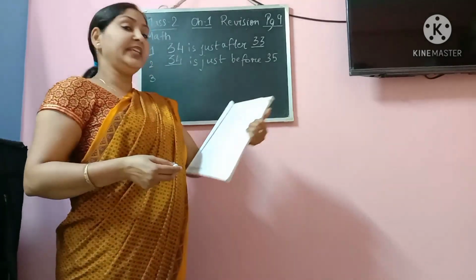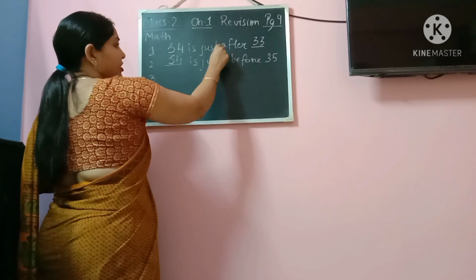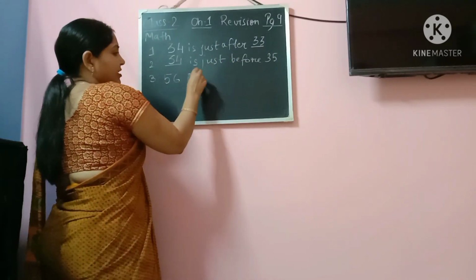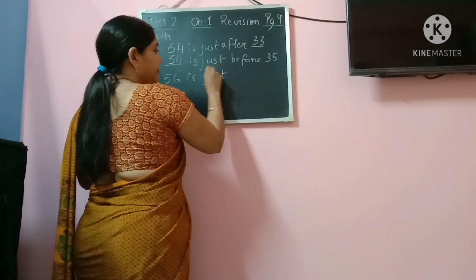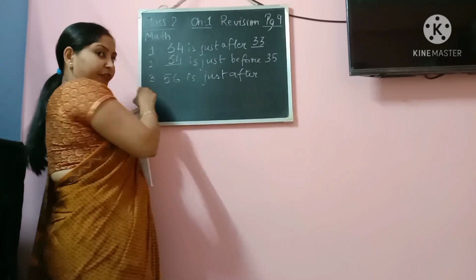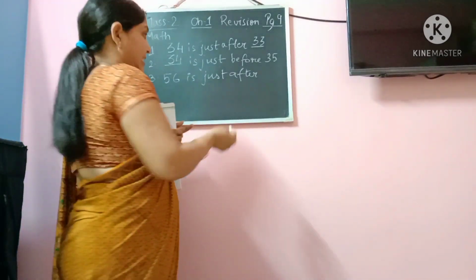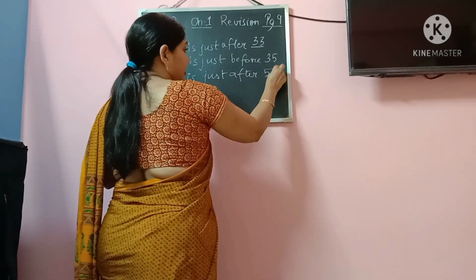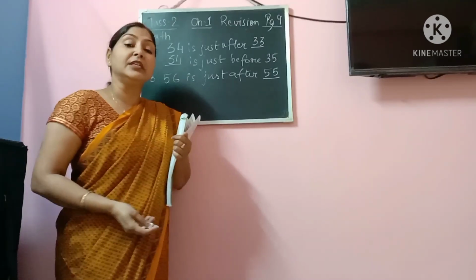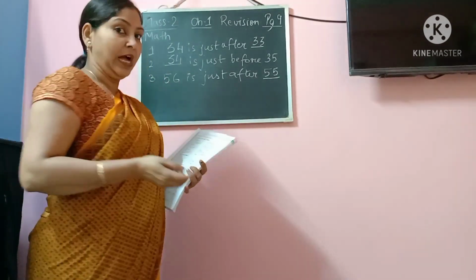Likewise, the next question is: 56 is just after which number? Like as we have done 34 is just after which number, the same way 56 is just after. So before 56, what comes? 55. So just after 55, 56 comes. We will write here 55, not 57. Here we need to understand the language, what they are asking. Accordingly we have to answer the question.